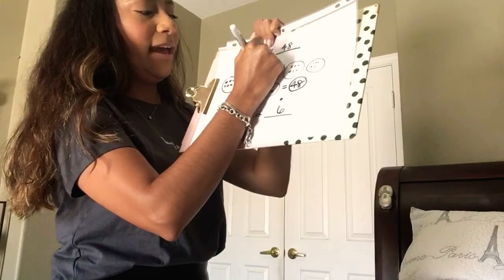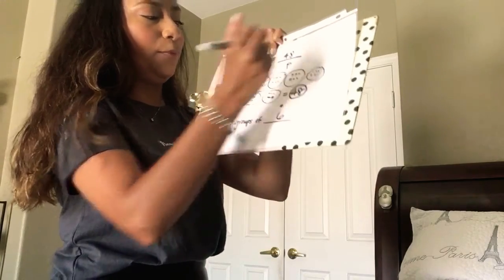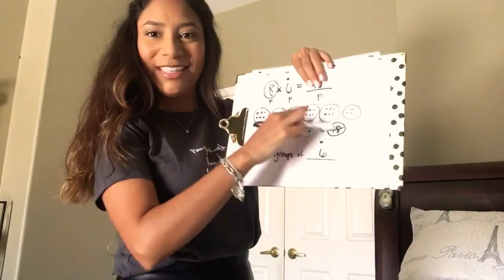And then let's go ahead and do this one more time. So I need all hands up, please. So we have factor times factor equals product. So we have 8 times 6 equals how many altogether? Who can tell me? 48. And we went ahead and showed our equal groups here. So you guys did very well. Thank you.